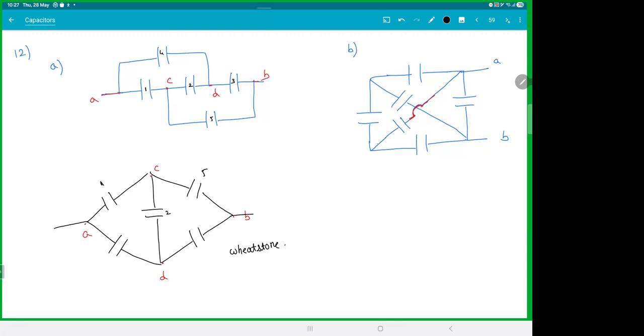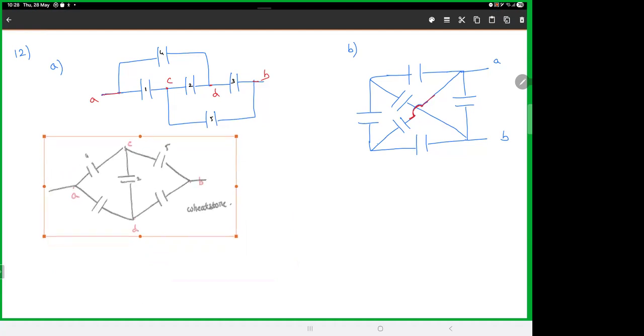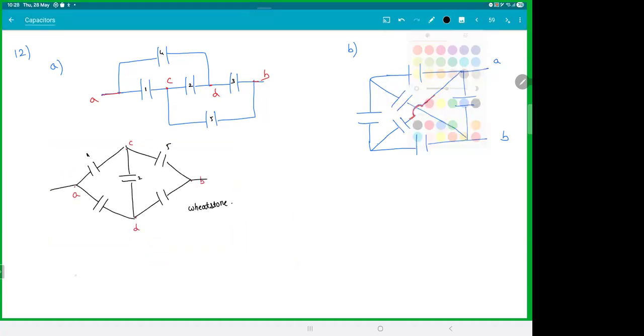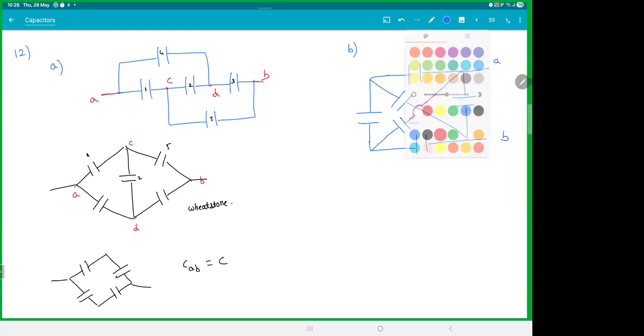Did you see this? So if you twist the wires a little, you will see it's a Wheatstone bridge. And then you know what happens. So this is a Wheatstone. You can simplify this like this. So C equal and CAB will be C only. That's it. So that's your answer.